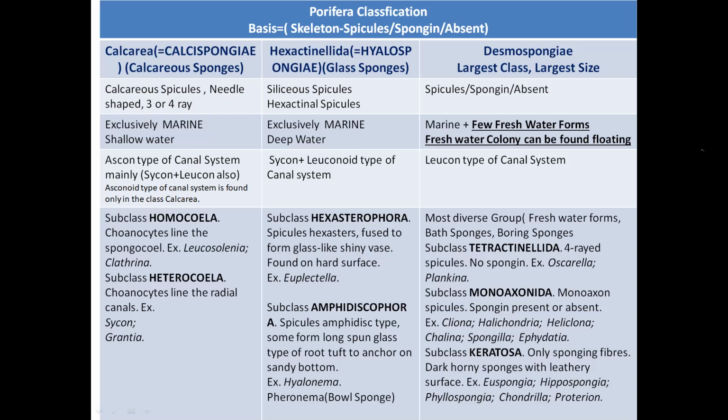Subclass Amphidiscophora, spicules are amphidisc type. Some form long spun glass-like tufts to anchor on sediment. Example is Hyalonema. Hyalonema is called the glass rope sponge. This is a very common question which is asked. Glass rope sponge is Hyalonema. And Pheronema is also called the bowl sponge.